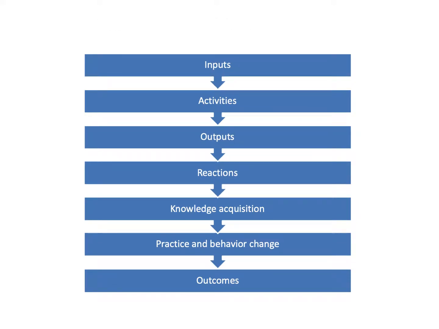So to turn this basic results chain into a theory of change for the purposes of conducting a contribution analysis, we simply need to expand on it. The goal when developing a theory of change is to articulate how a program is expected to achieve its given outcomes.